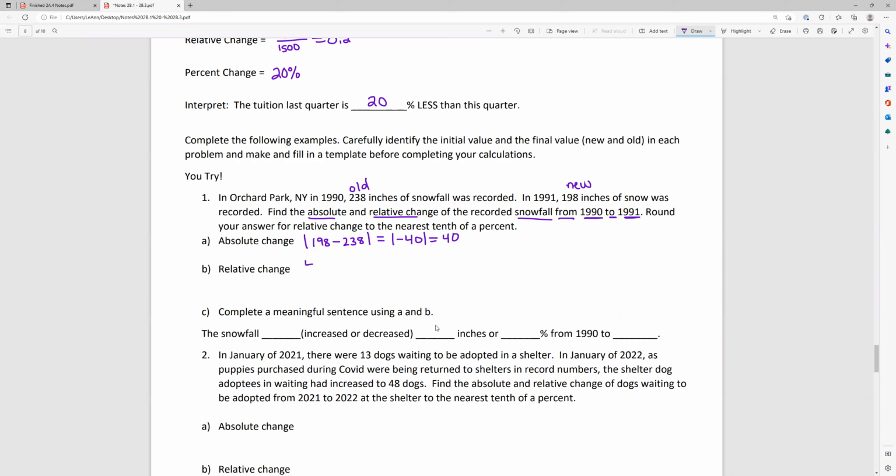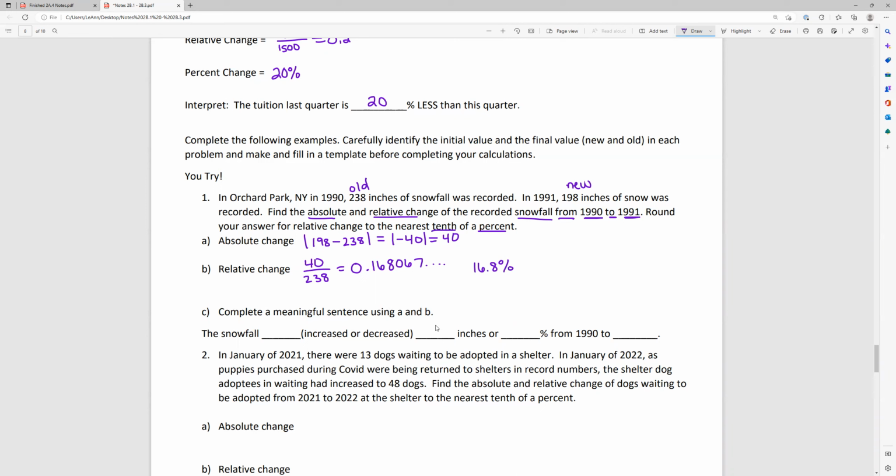Relative change would then be 40 divided by the old. Remember, always divide by the old. So 238, or the initial value. So that comes out to about, I'm going to write a few decimal places, 0.168067, and it keeps going. We're supposed to round to the nearest tenth of a percent. So we need to move it to percent form first, and then round that to the nearest tenth. So it's going to be 16.8%.